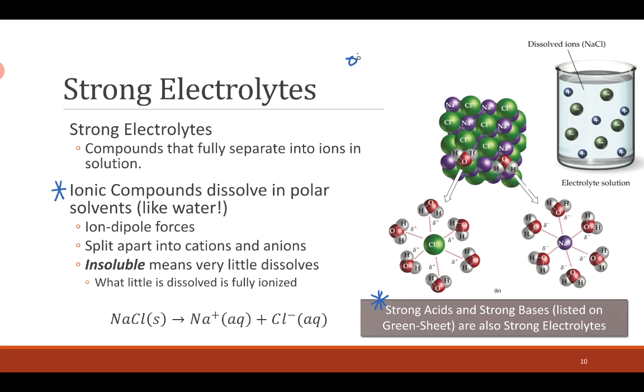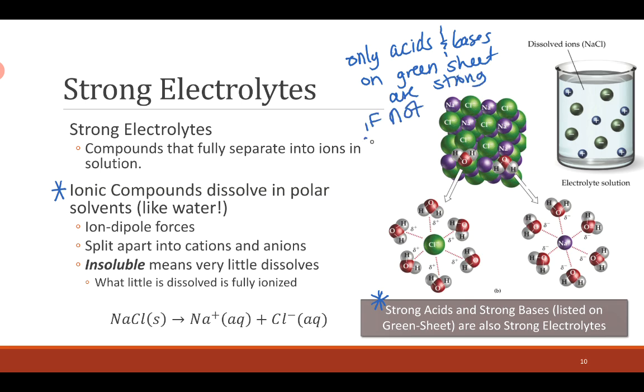So only acids and bases on the green sheet are strong. If not strong, it is weak.